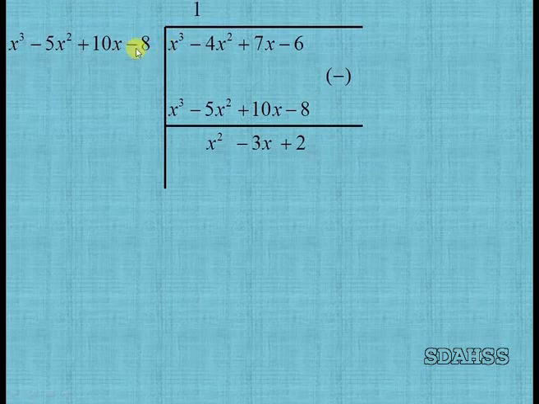Then you will get, minus, so this becomes cancel. This negative becomes a positive, so minus 4x square plus 5x square is x square. 7x minus 10x is minus 3x, minus 6x. This minus 8 becomes plus 8, so minus 6 plus 8 is plus 2. Then compare the first term. Here we are not able to divide.